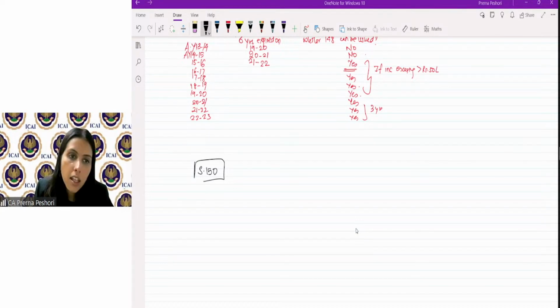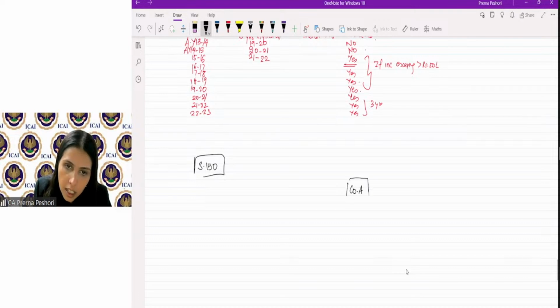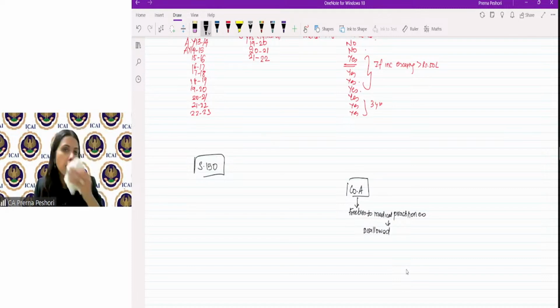Now, let's say there is a company A. This company has given freebies to doctors, to medical practitioners. So obviously, this will be disallowed. Now, this is disallowed under section 37. But let's say this relates to AY 6-7. This is disallowed for the last 2-3 AYs, but this is relating to 6-7.